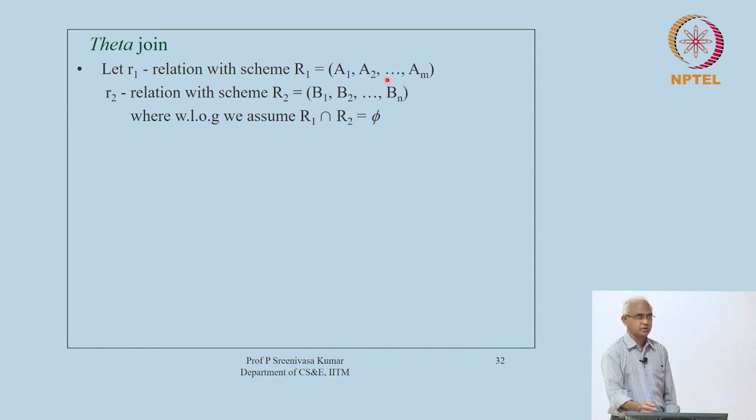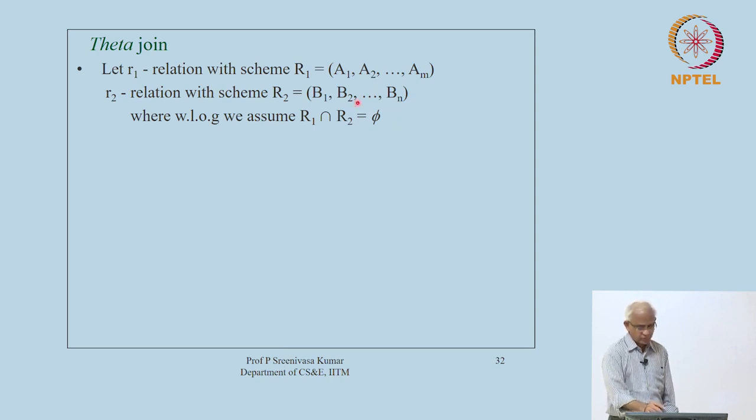So, we can make this assumption; there is no loss of generality in assuming that A1 through Am is disjoint from B1 through Bn, there are no common attributes. So, R1 intersection R2 is phi. So, we will make that assumption. We will actually also sometimes relax this assumption in the case of natural join, as we see later.